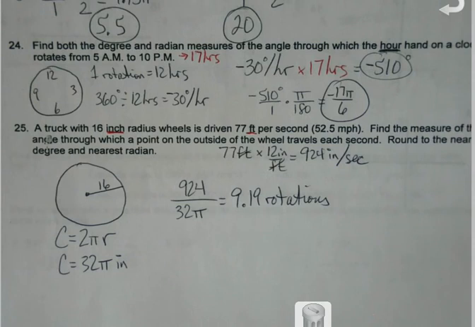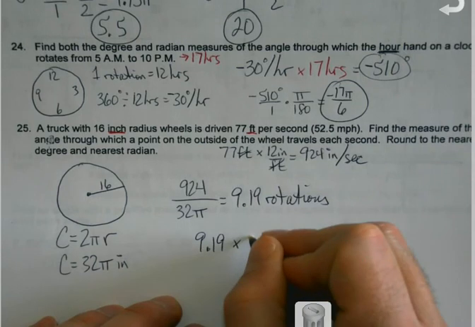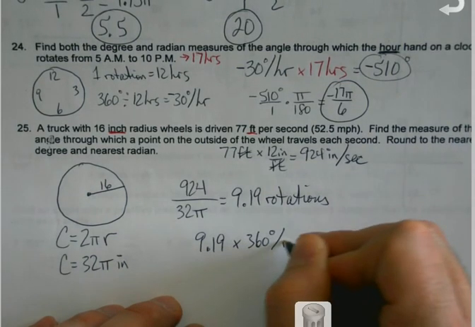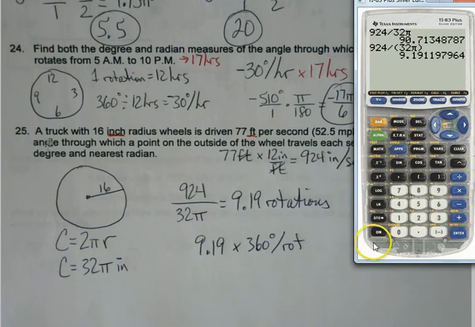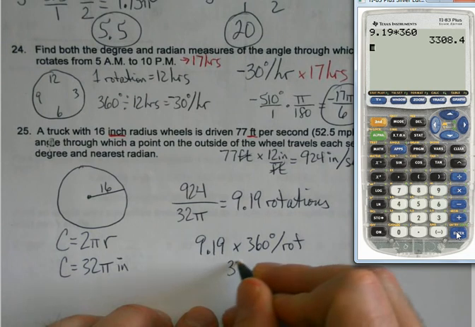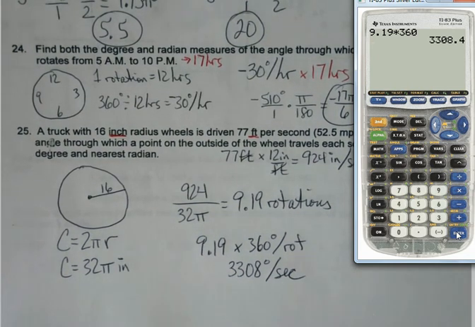When a tire or anything circular goes a full rotation, how many degrees is it? 360. So 9.19 times 360 degrees per rotation will tell me how many degrees this guy is going to go around in this time period. And yes, like I've said before, the numbers can get ridiculous. Just be thankful you don't have to draw it. So like 3,308 degrees per second that tire's going. I can't even make my arm go that fast.